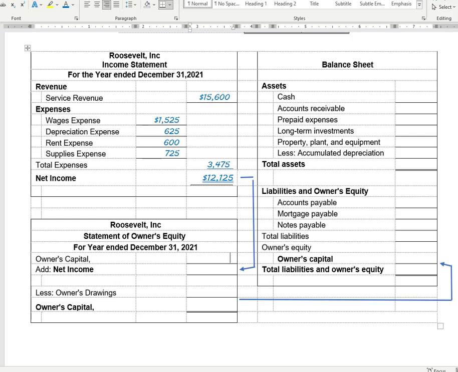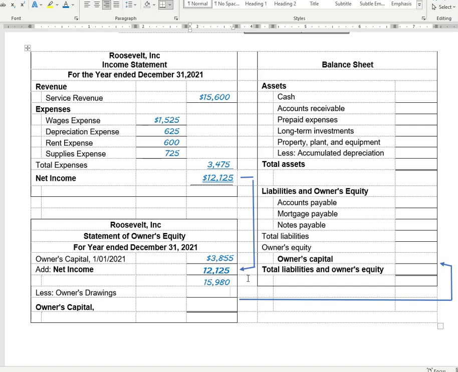Now, the income statement and the statement of owner's equity are always for the same period of time. So let's begin with our owner's capital. It's as of the beginning of the year, so it's 1/1/2021. And we need our dollar sign. It's $3,855. Let's bring down our net income, which is $12,125. And we will do a subtotal, $15,980.